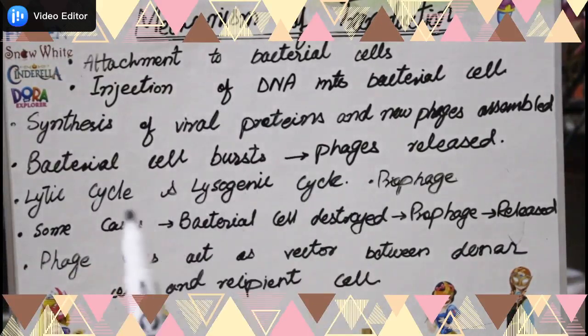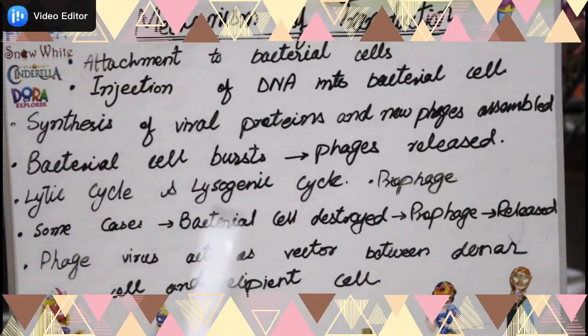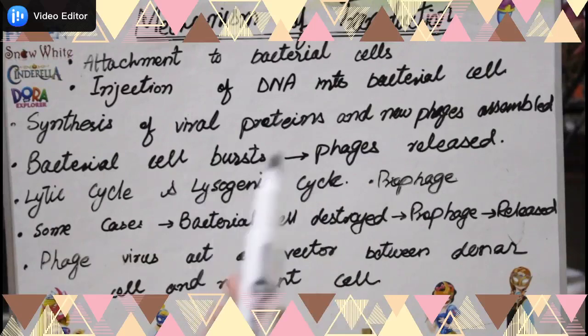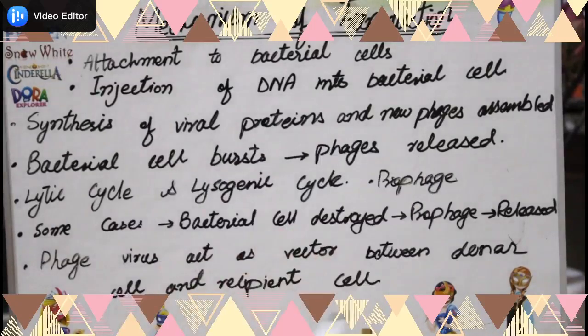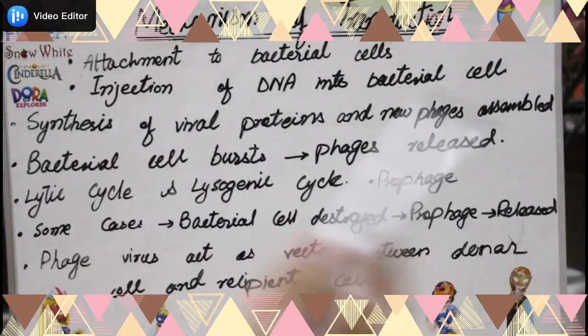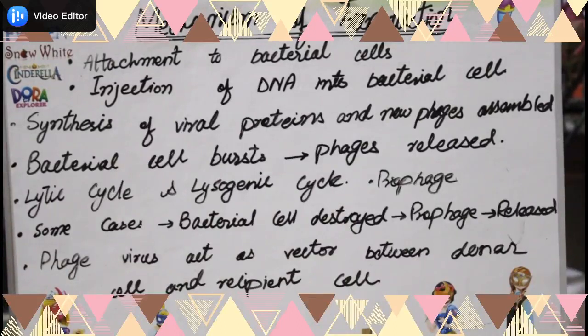And in this way it is a third party, a vector, formed between the transfer of genetic material from one donor cell to the recipient cell. So in this way they do all this. And the second process is the lysogenic cycle.